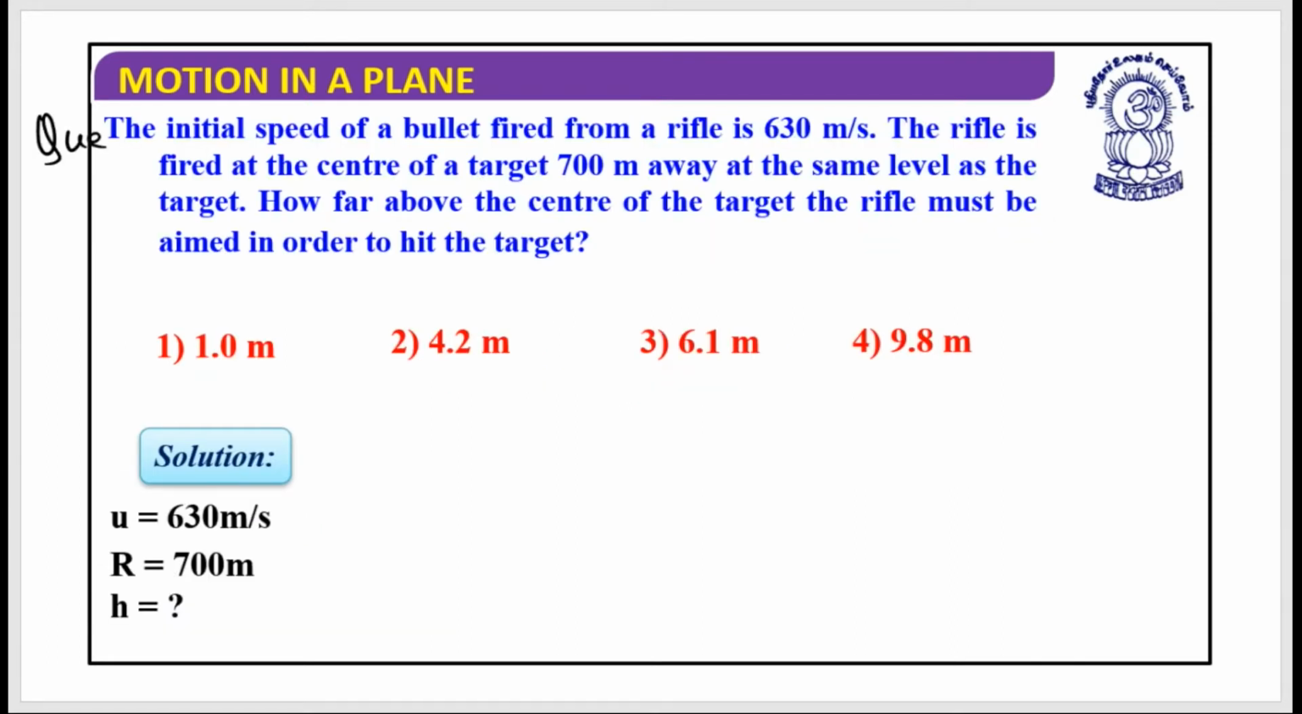Do it quickly. What they say is the initial speed of a bullet fired from a rifle is 630 meter per second, and the rifle is fired at the center of a target which is 700 meter away, at the same level as the rifle. Now what do you require? You require how far above the center of the target the rifle must be aimed in order to hit the target. So how can you do this?